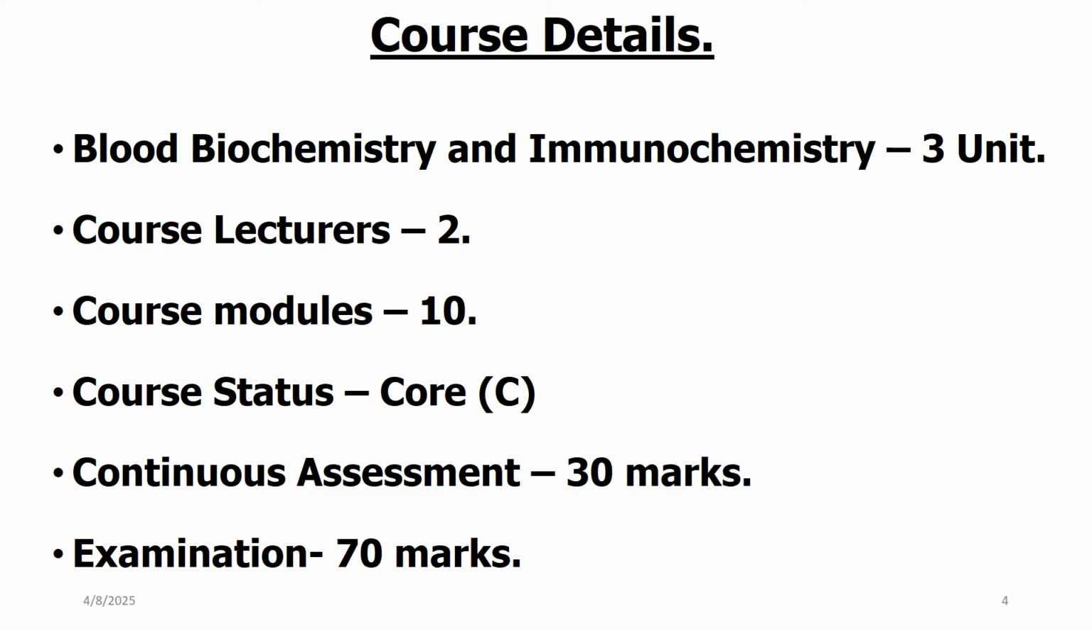Now, looking at the course details for blood biochemistry and immunochemistry, it is a 3-unit course, and the course will be taken by two lecturers, Professor Iyawe and Dr. Evolime. The course lectures will come in 10 modules. Course status is core, which is compulsory. Course assessments will take 30 marks, and examination will take 70 marks.